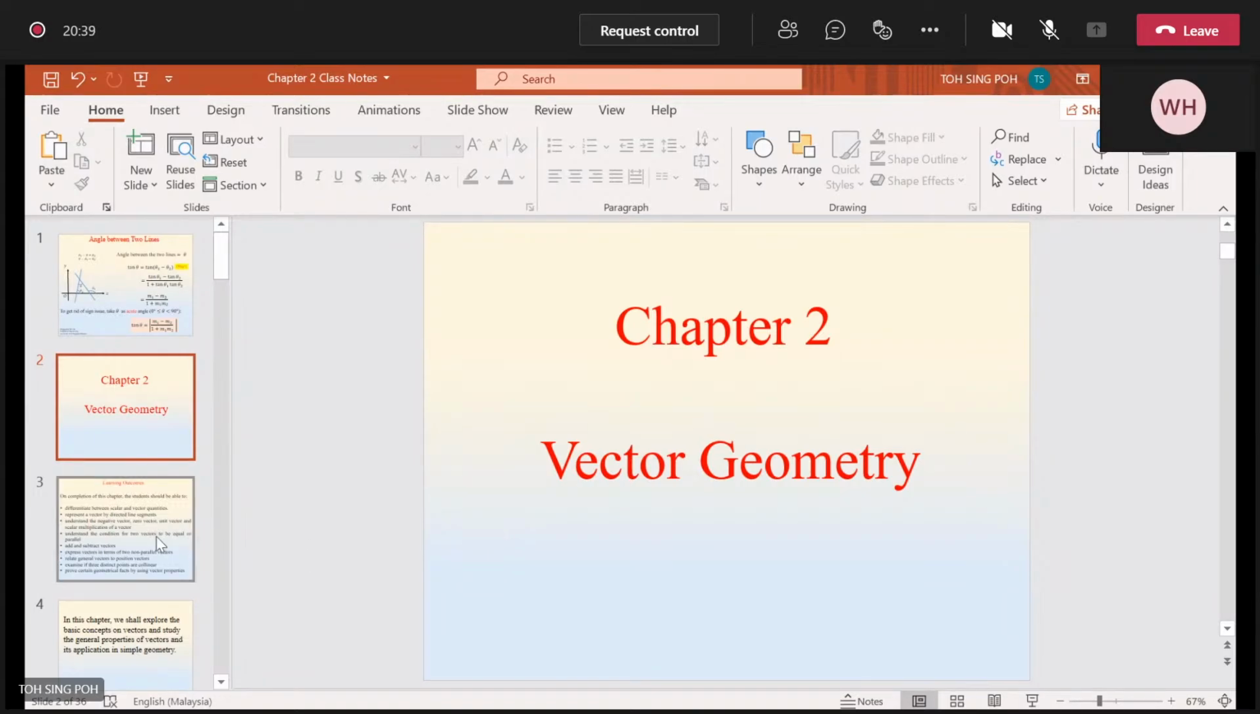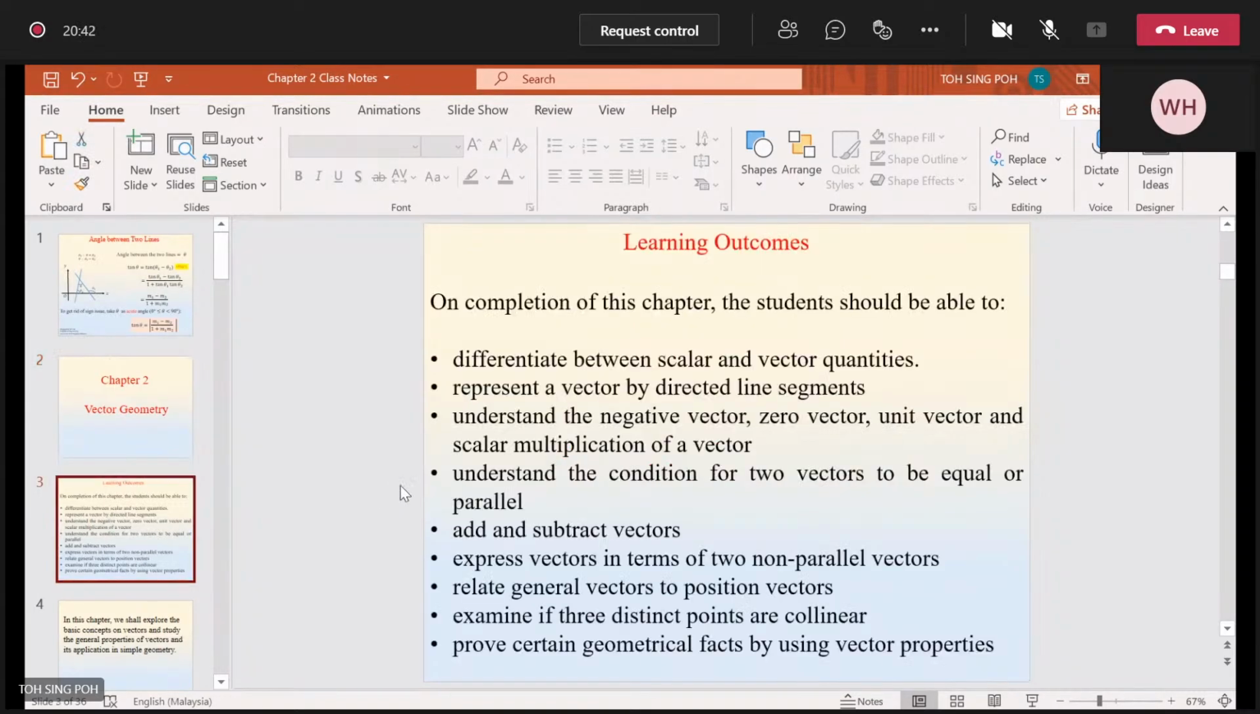Okay, now the learning outcomes. These are the learning outcomes. And again, I will come back to this slide after we study all the concepts mentioned in this slide. For example, what are vectors, how to represent vectors, how to add and subtract vectors, how to check whether 3 points are collinear. You still remember collinear? Collinear, we studied in the first chapter.